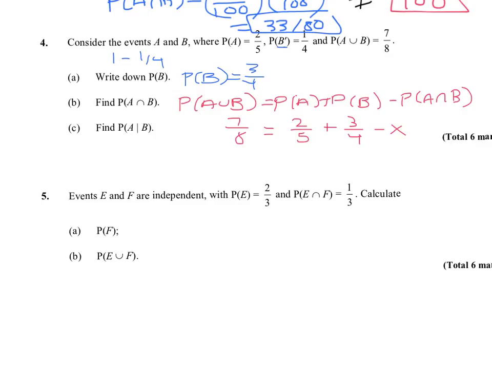So all we have to do is solve this problem. And so we get X is 11 out of 40. I trust that you guys are able to do the algebra solving that problem. Okay, so the combined events formula worked great. Part C says find the probability of A given B.